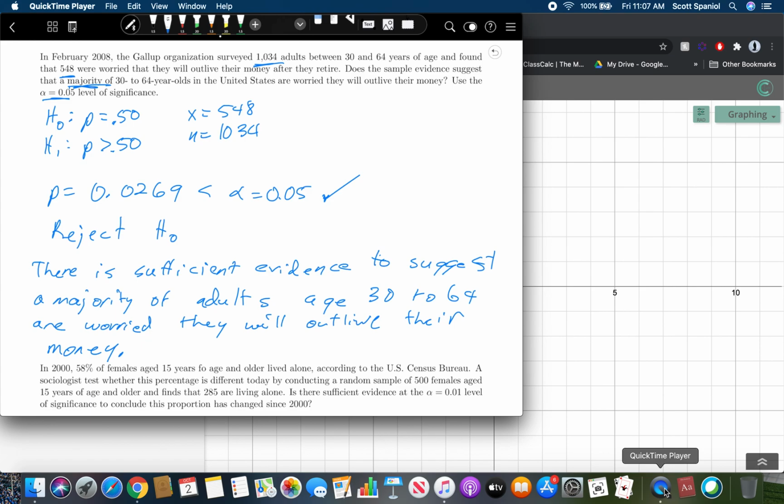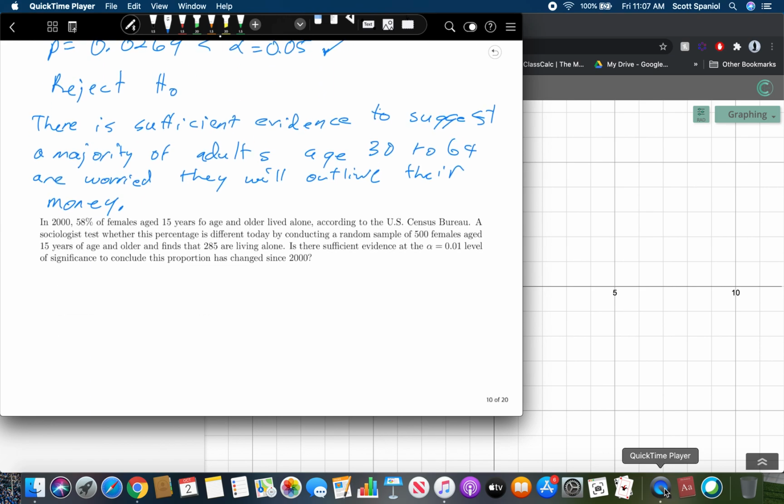So now the second one, here's a similar idea. So it says in 2000, 58% of females age 15 or older lived alone, according to the U.S. Census Bureau. A sociologist tests whether this percentage is different today by conducting a random sample of 500 females aged 15 years of age or older and finds that 285 of them are living alone. Is there sufficient evidence at the alpha equals 0.01 level of significance to conclude the proportion has changed since 2000?